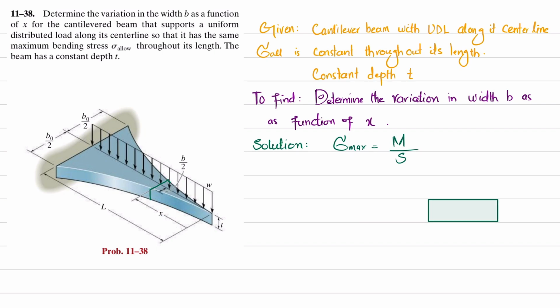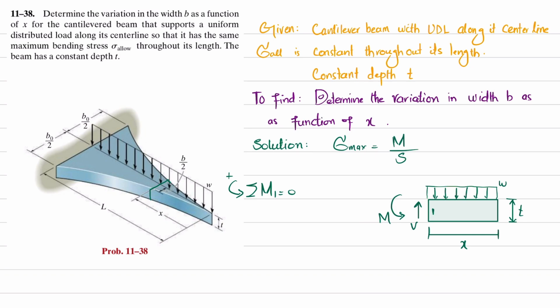Here we have a uniformly distributed load, that is W. This is the total depth T. And this distance is x, where we have cut this section. Whenever you cut it at the end, there will be a shear force V and a moment M. Let this be point 1. We'll find this moment by using the equation sum of all moments about point 1 is equal to 0, taking the counterclockwise moment as positive.